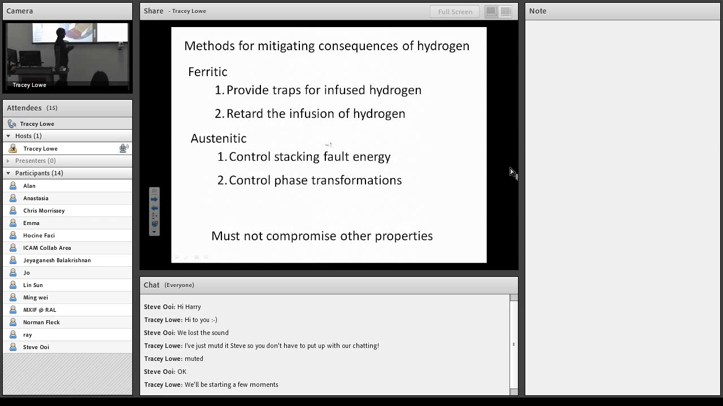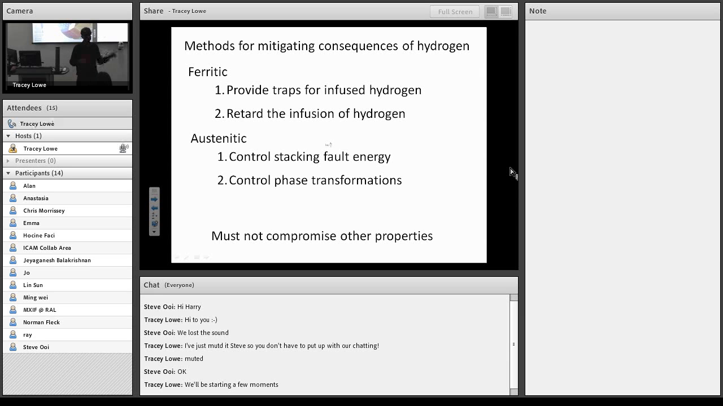Okay, so just to summarize the methods that I've talked about for controlling the consequences of hydrogen. So assume that hydrogen is going to get in. What can you do about it? Well, first of all, if we can introduce traps into the material so that they render any hydrogen that goes in innocuous, we can retard the infusion of hydrogen into the steel by putting a diffusion barrier in the form of austenite layers. And in the case of austenitic steels, we need to control the stacking fault energy and also the phase transformations. Seems very easy, right?